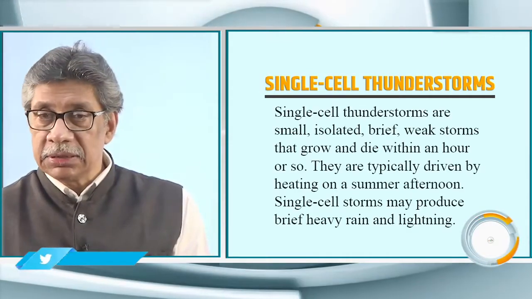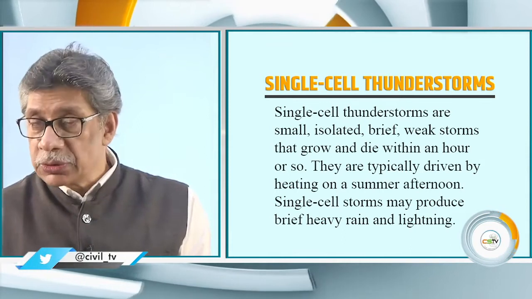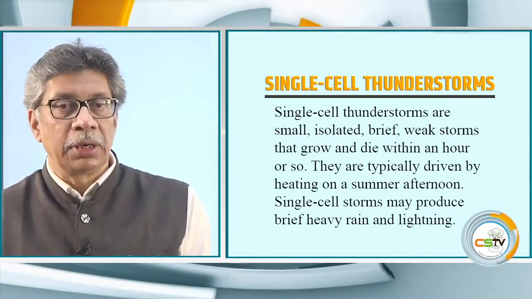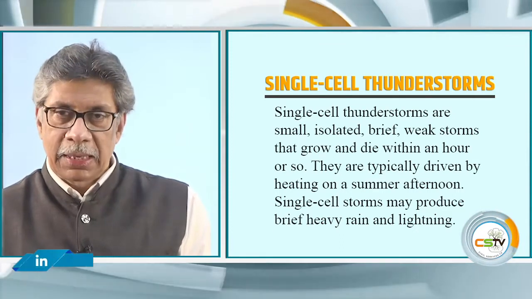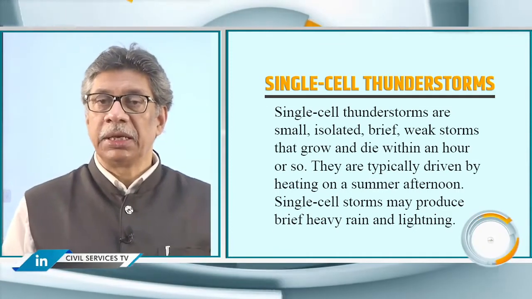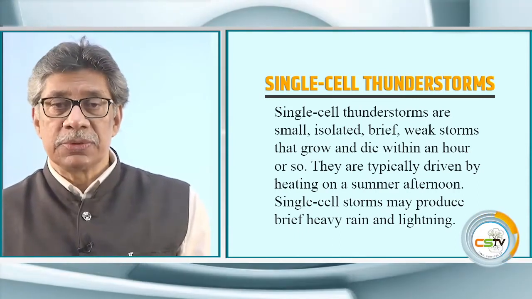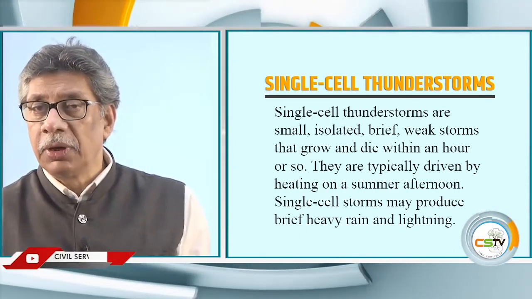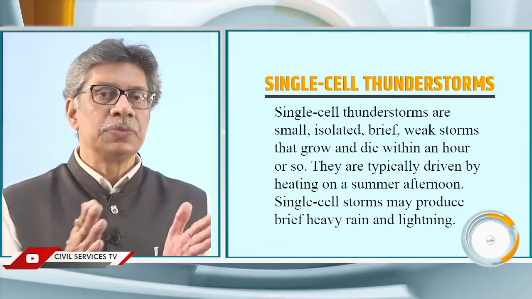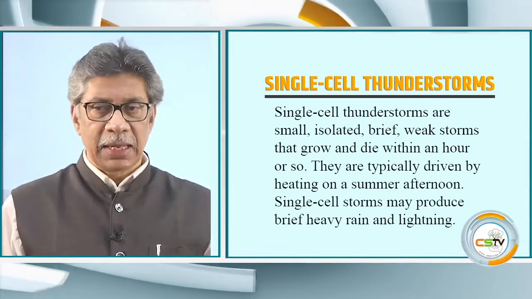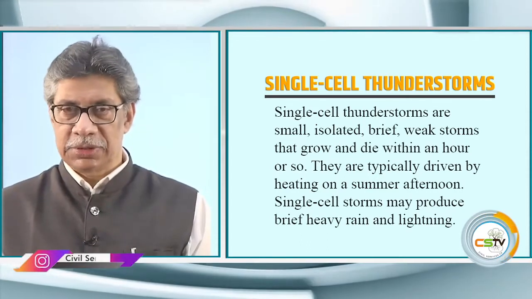One is the single cell thunderstorm, which is an isolated, small, brief, weak storm that grows and dies within an hour or so. They are typically driven by heating on a summer afternoon. Single cell storms may produce brief heavy rainfall and lightning. You will observe that such thunderstorms occur in one part of the city and another in another part of the city.